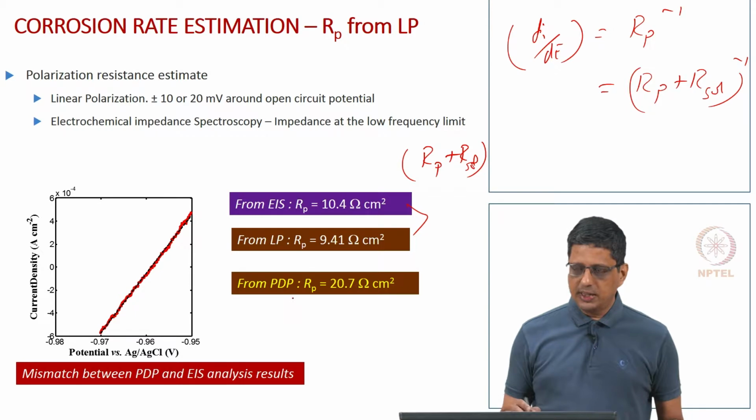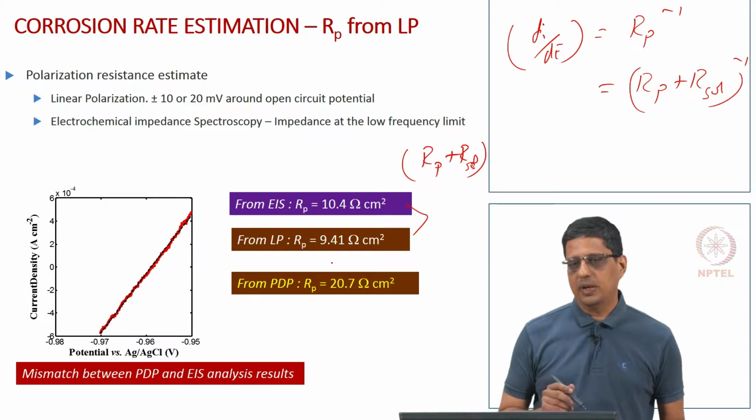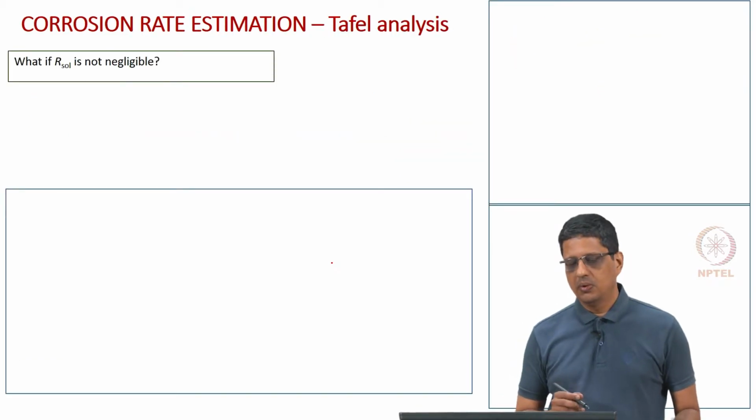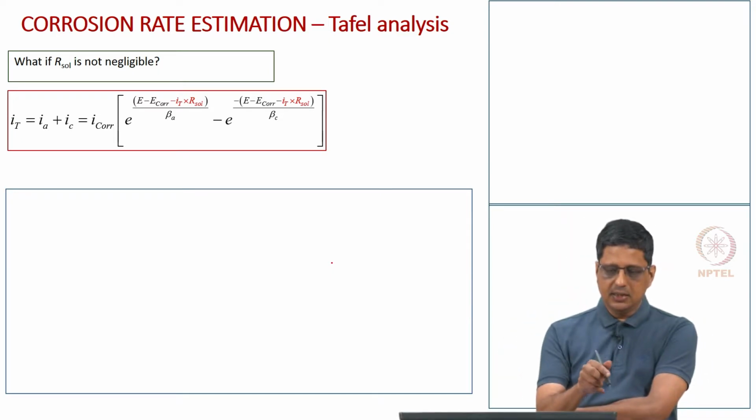Now, potential dynamic polarization data, the first simplest step is to take the estimate of Rp and say that is actually equal to Rp plus R solution, then get the R solution value from impedance spectra, subtract it, then the value of Rp that you get is going to be close to the correct value. There is a more appropriate way of handling this.